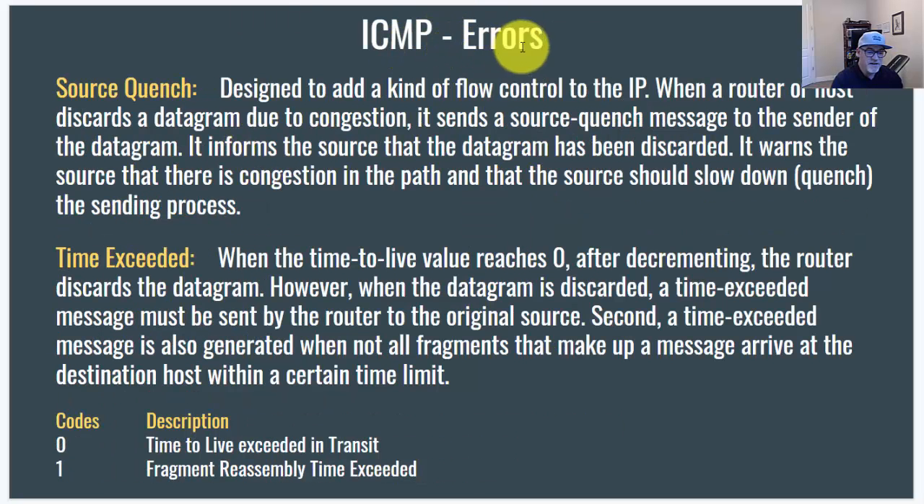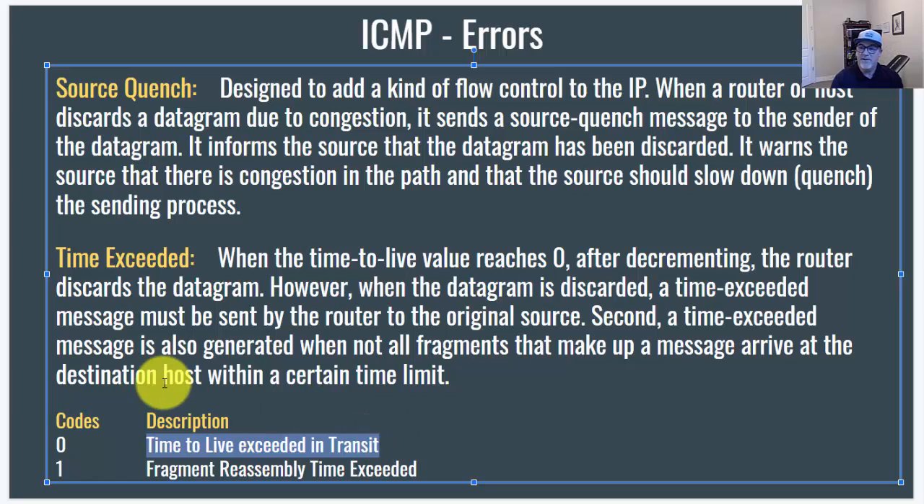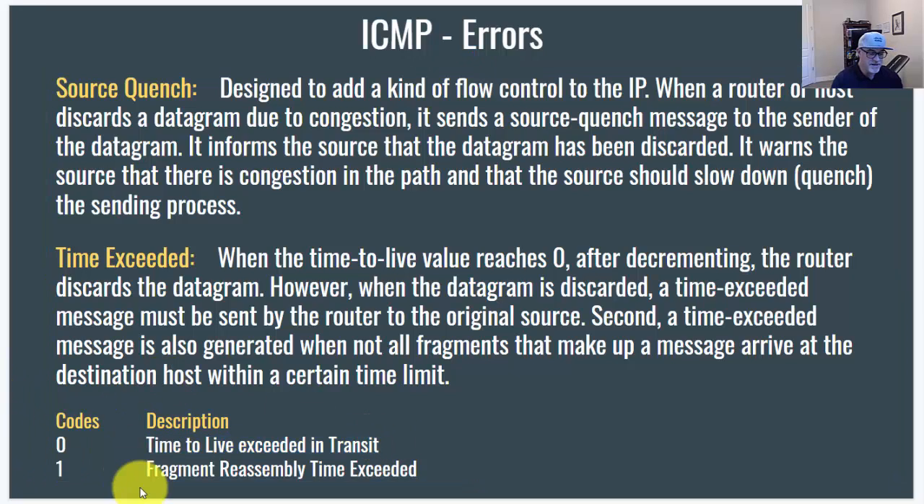And then for ICMP errors, you have also the source quench, and the time exceeded error message, which would have two codes. Either the time to live was exceeded in transit, and this is where the TTL value is decremented to 0 and the packet is dropped, and you would have a time exceeded message sent back. This is used oftentimes with traceroute. So it's used in traceroute, the time exceeded message.